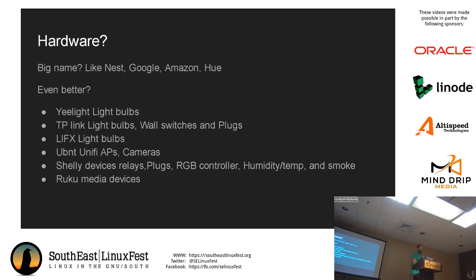I personally have the TP-Link switches, and they work really great. You don't have to fool with any authentication. They just come up on your network, and you put in the IP address of the device, of the switch or light bulb or whatever in Home Assistant, and it will be able to turn it on or off.